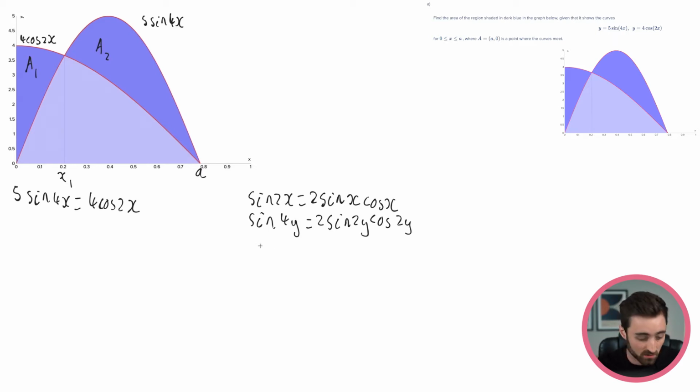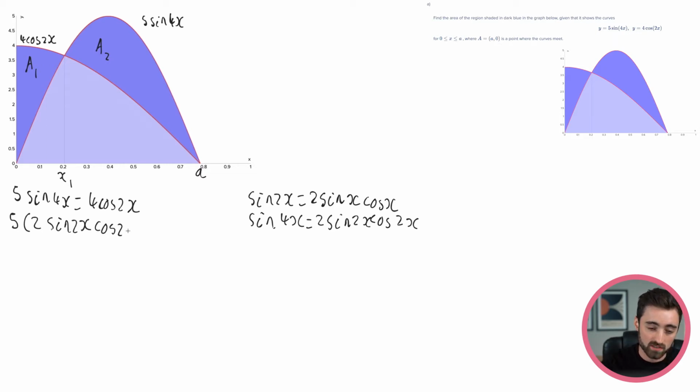So this would also apply if this was just an x, right? This is a general formula, so I can just use whatever letter I want. So that tells us that sine of 4x equals 2 sine 2x cos 2x. I'm going to stick that in on the left and see what happens. So I'm going to get 5 lots of 2 sine 2x cos of 2x to be equal to 4 cos of 2x. Cool. Let's multiply this out and see where we are.